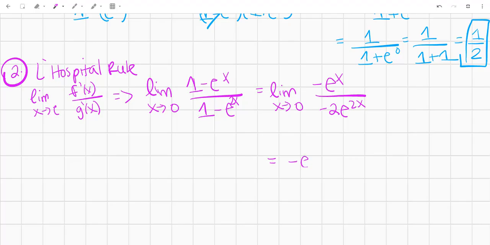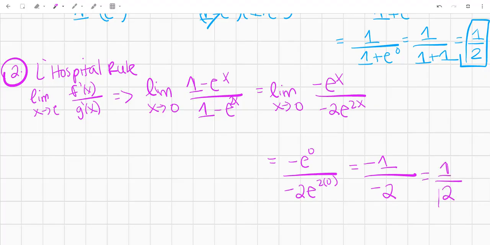This leaves me with negative e to the 0 power divided by negative 2 times e to the 2 times 0 power. Negative e to the 0 power is negative 1, and negative 2 times e raised to the 2 times 0 power is negative 2. This simplifies to 1/2, and it matches the solution I got when I factored it. So sometimes you can use both and you'll get the exact same answer.